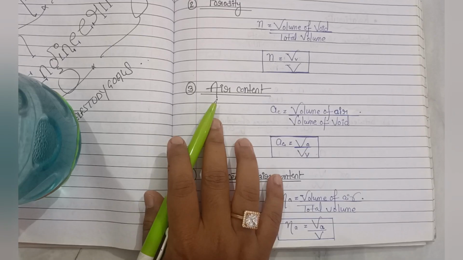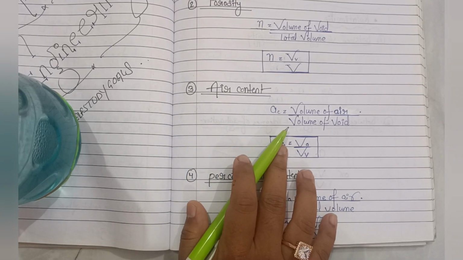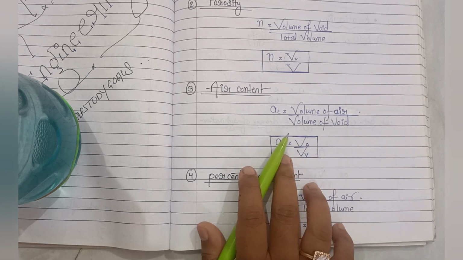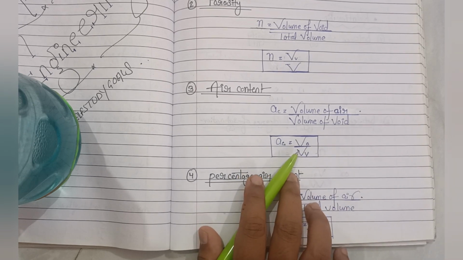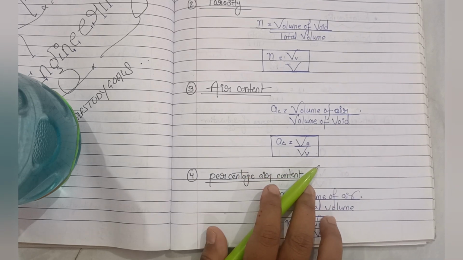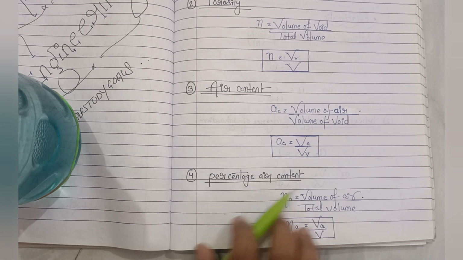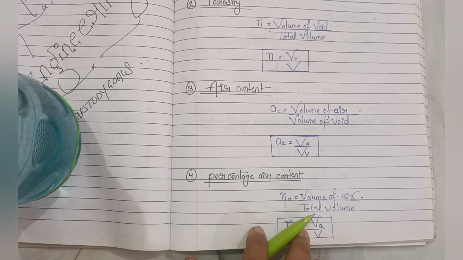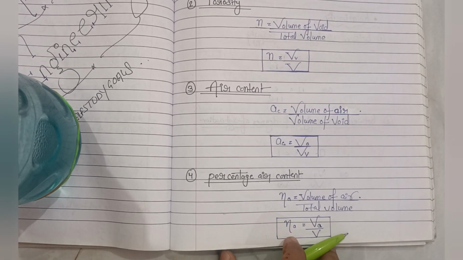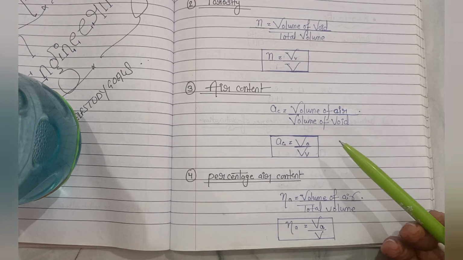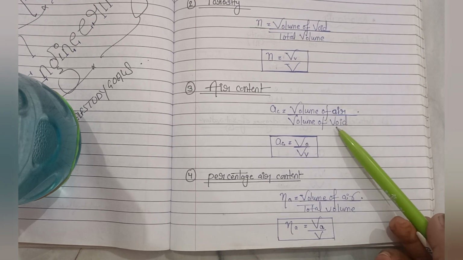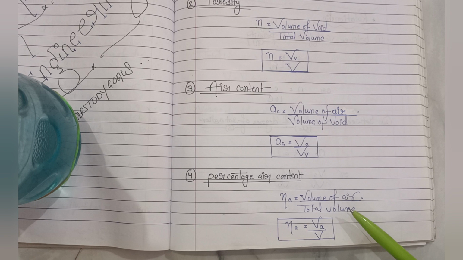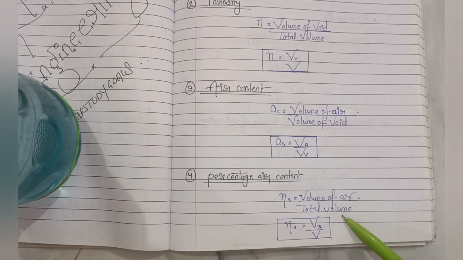Now we will see what is air content. Air content is the ratio of volume of air upon volume of void, Va upon Vv. Next is percentage air content. What is percentage air content? Volume of air upon total volume. You can see the difference here: air content is the ratio of volume of air upon volume of void, and percentage air content is the ratio of volume of air to the total volume.